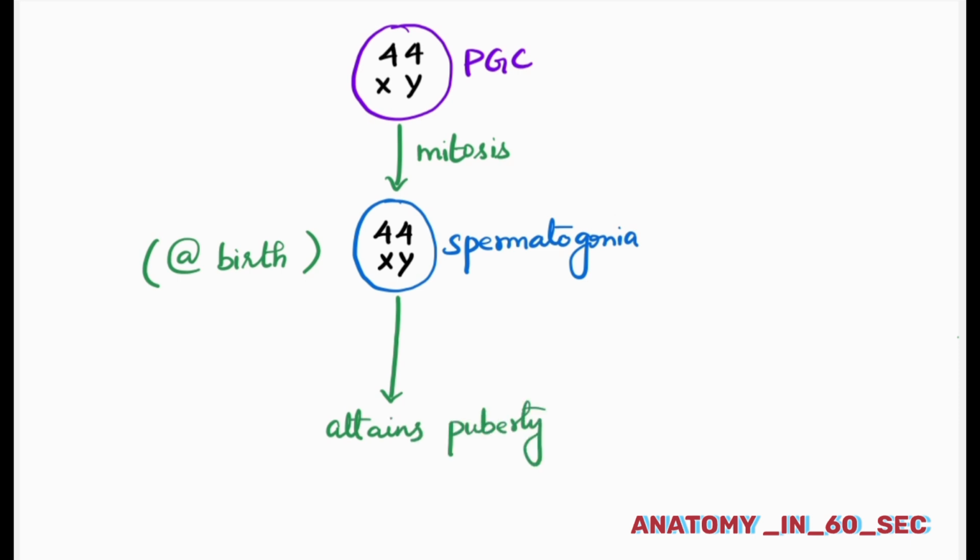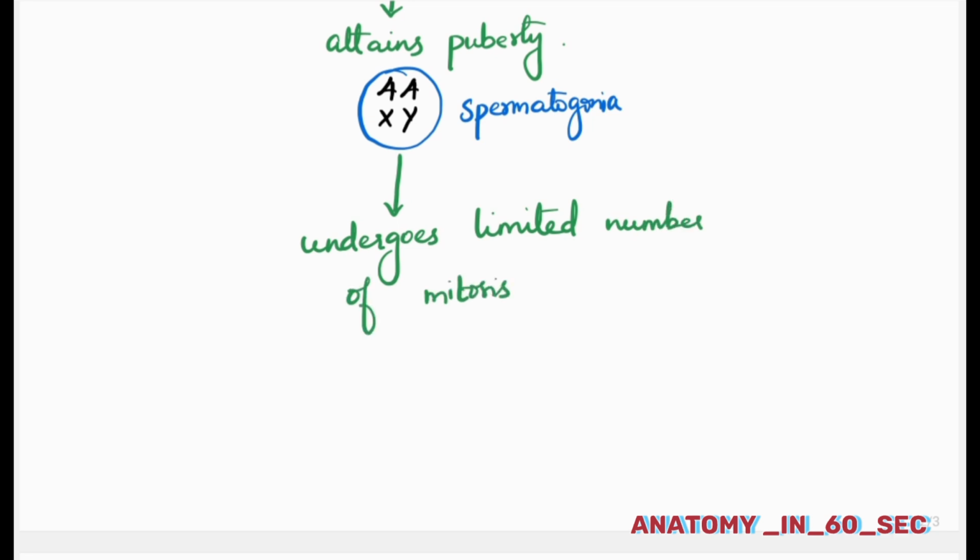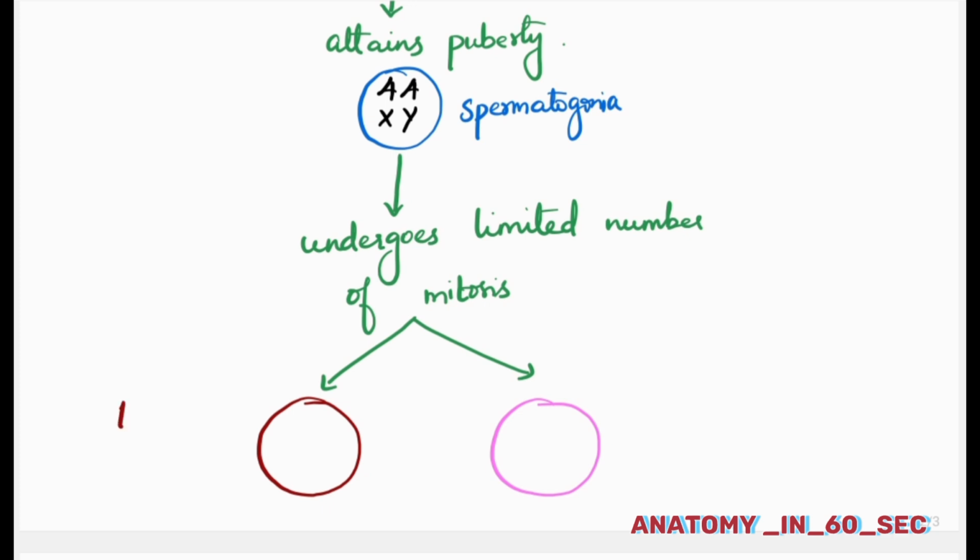Then the male child attains puberty. Now what are the changes occurring to this spermatogonia? Let's see in detail. First it will be 44XY at puberty. Then this spermatogonia undergoes mitosis. Remember, in mitosis 2 cells are produced, but both daughter cells will have the same number of chromosomes. Here, dark type A spermatogonia and light type B spermatogonia are produced.